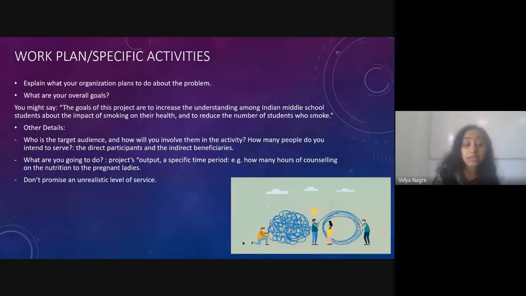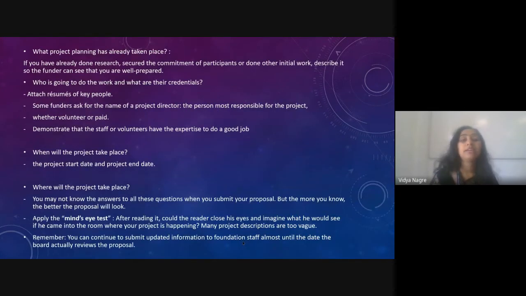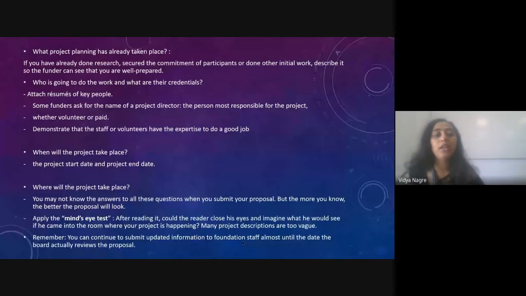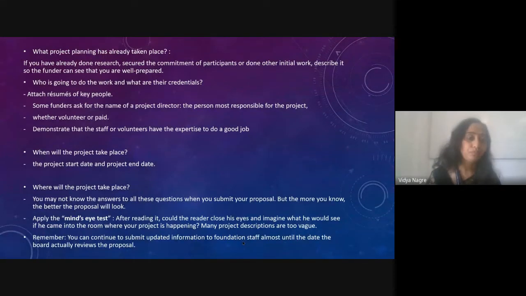Don't promise an unrealistic level of service. This is very important. Otherwise, the funder will not get convinced, and if you fail to achieve your objective, that will create a very negative impact, and you will not get funds next time. What project planning has already taken place? If you have already done any research, secured the commitment of participants, or done other initial work, describe it. So the funder can see that you are very well prepared and you have sound knowledge of the field in which you want to conduct research or do a project.